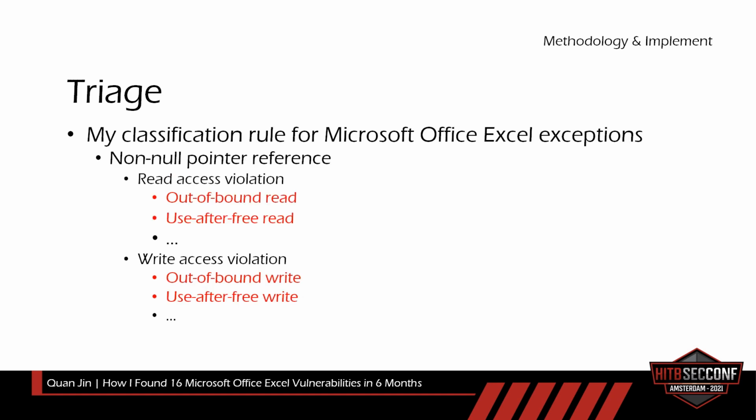My classification rule for Microsoft Office Excel exceptions is as follows. Non-null pointer reference, including read access violation and write access violation. Read access violation includes out-of-bound read and use after free read. Write access violation includes out-of-bound write and use after free write.